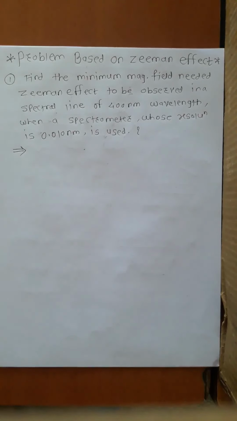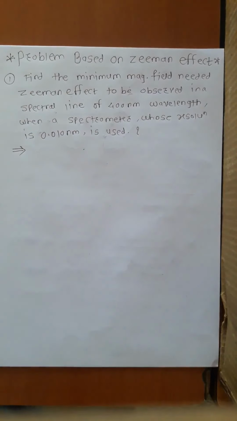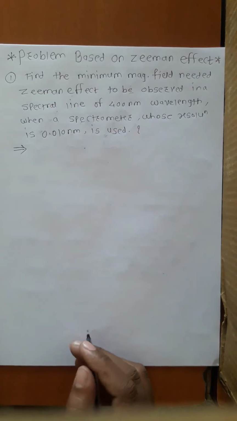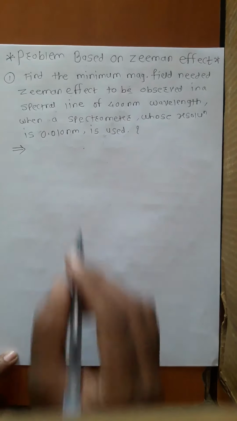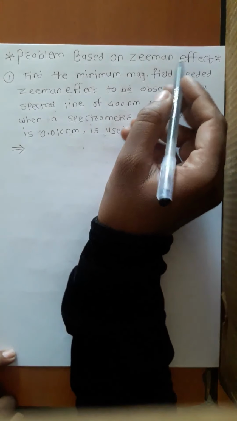Hello everyone. In our last lecture, we discussed the Zeeman effect and normal Zeeman effect, the classical theory of Zeeman effect, and what is the effect of a magnetic field on spectral lines. Now in this lecture, we will discuss problems based on the normal Zeeman effect.